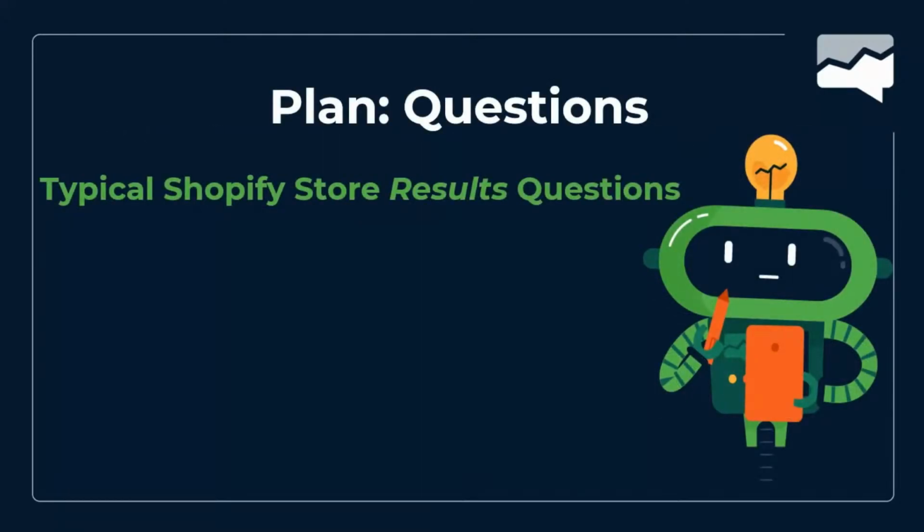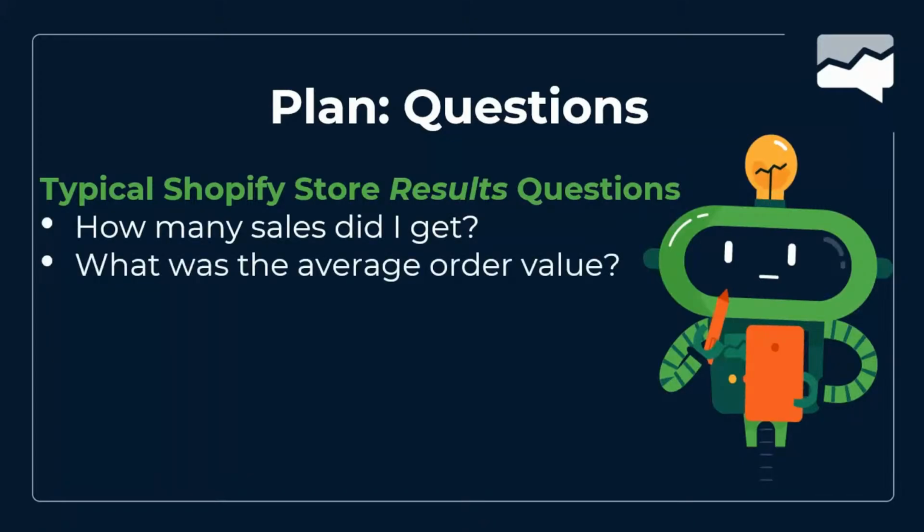Typical Shopify store results questions are questions like, how many sales did I get? What was the average order value? These are very important questions, but more importantly, how we got those sales is critical, as that will help us plan our marketing so we can reliably grow profit and revenue.